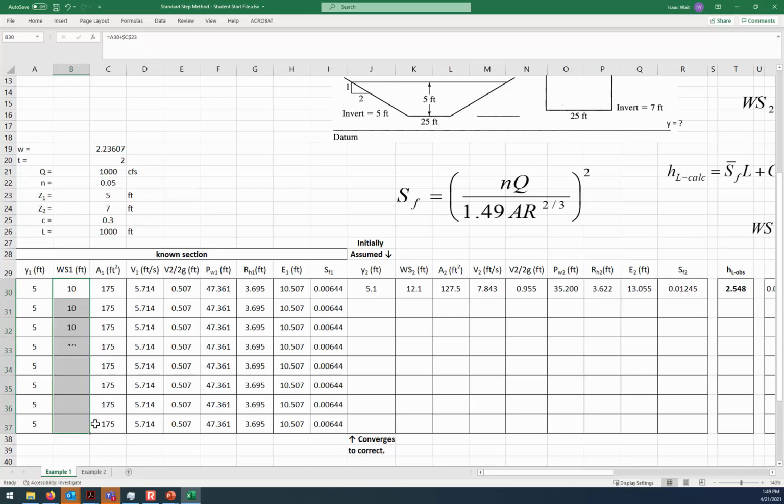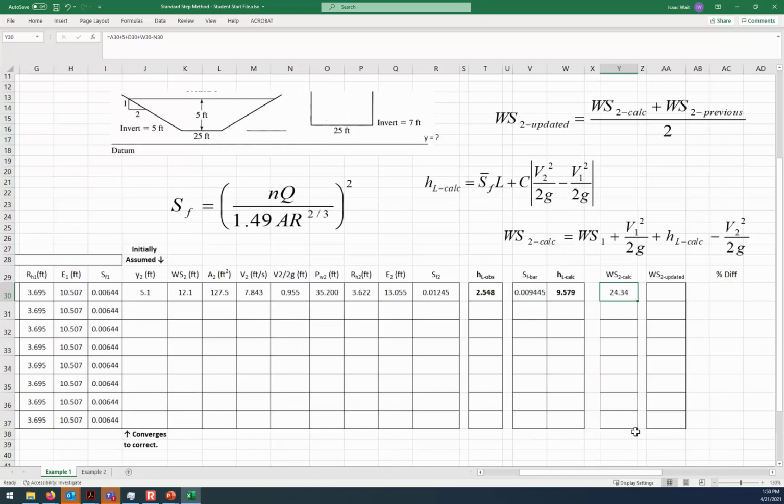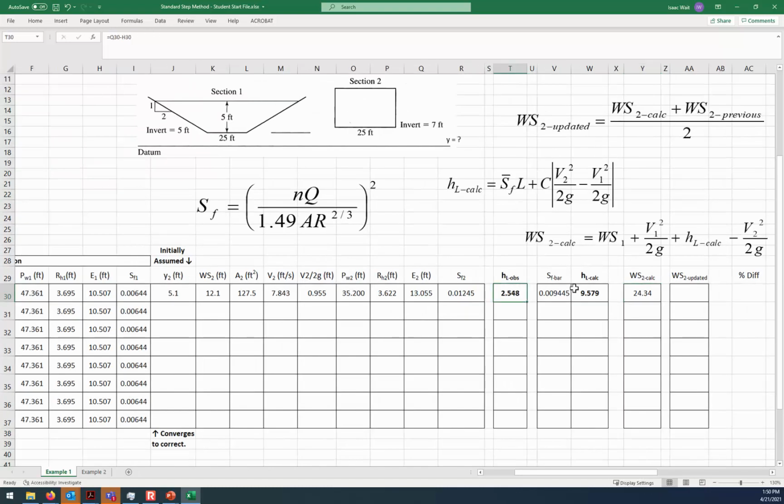Alright, so this is where we're going to pick up when we resume on Friday. We'll start with the calculated water surface at 2, and then we'll go through the process of updating and iterating and finding out how do we balance so that we have agreement between the observed and the calculated head loss.